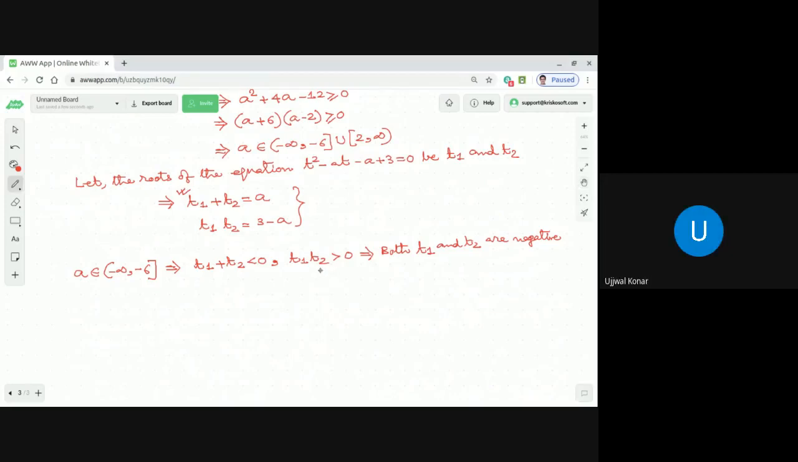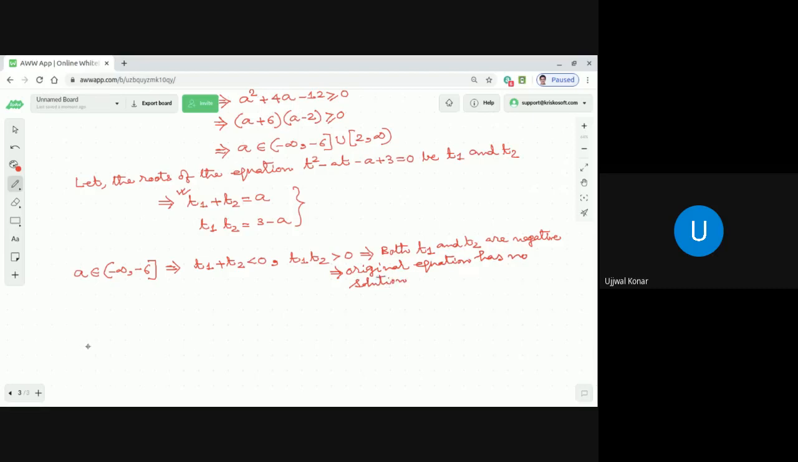So this implies both are negative, which implies the original equation has no solution in this interval. Correct, dear student?